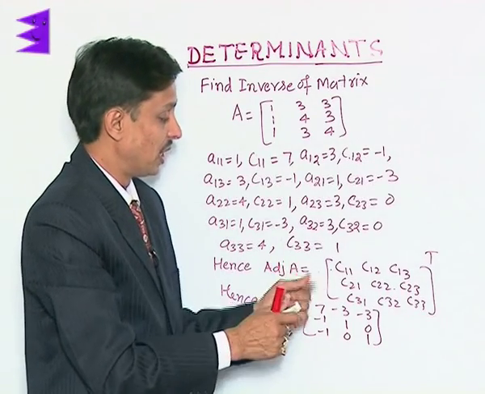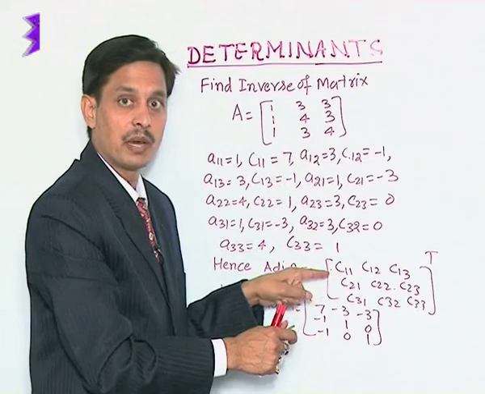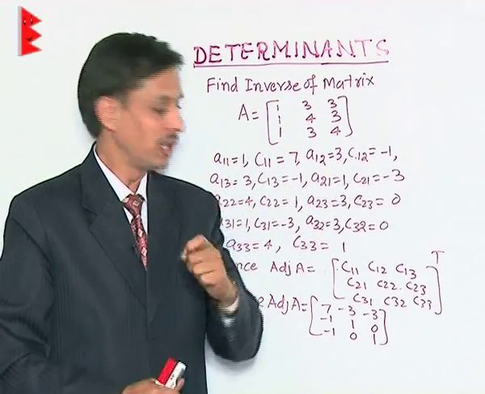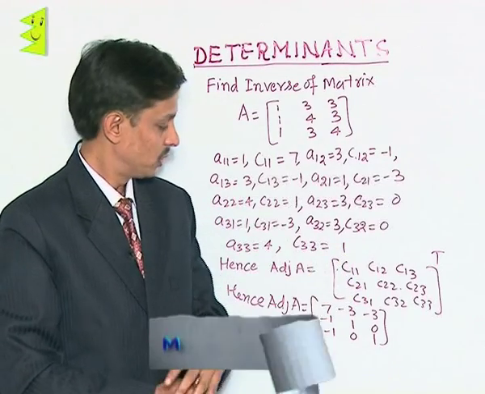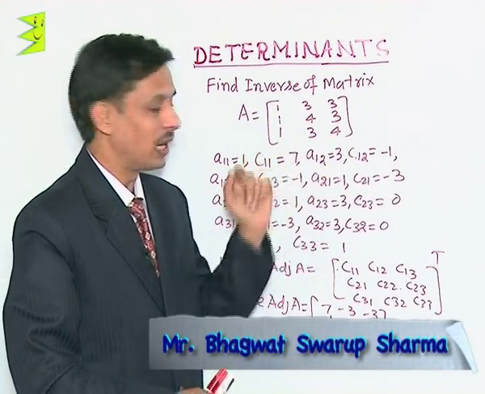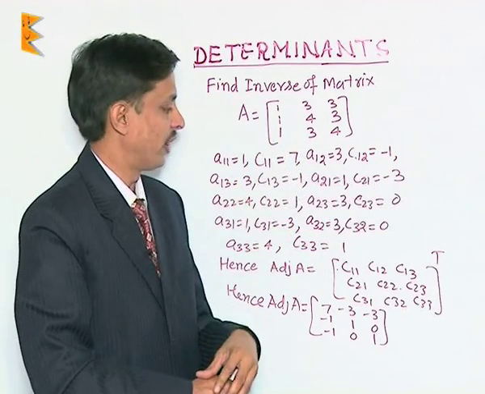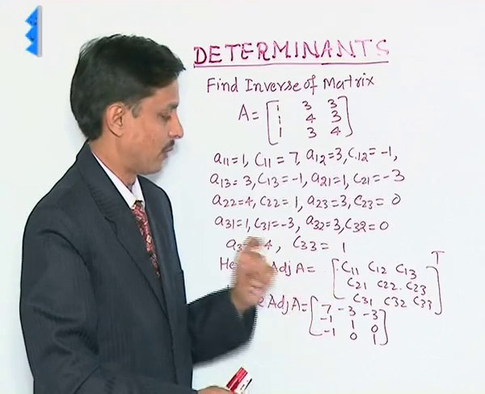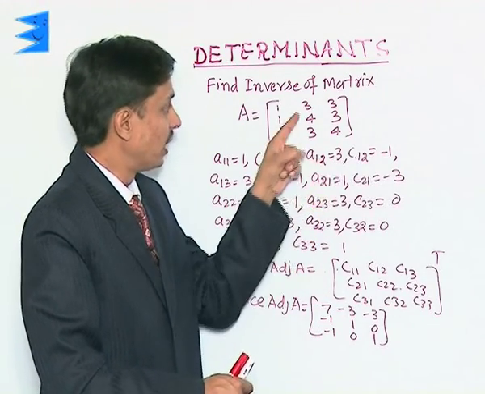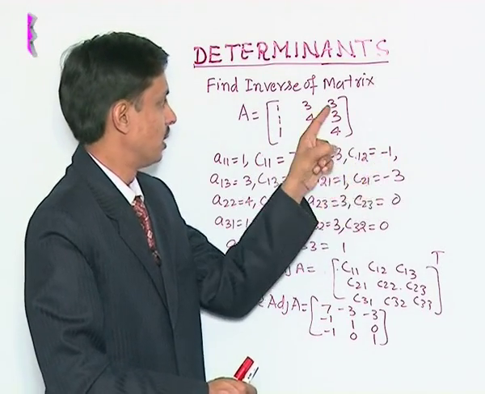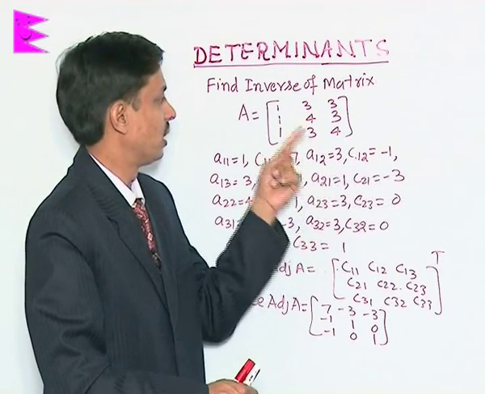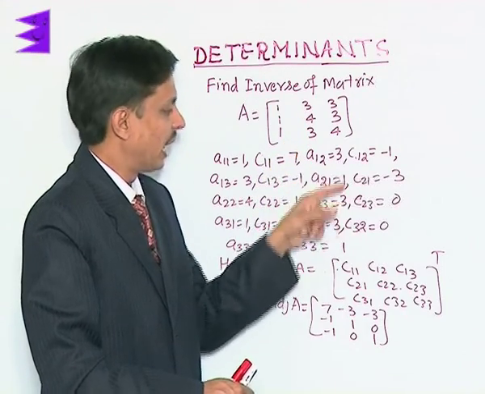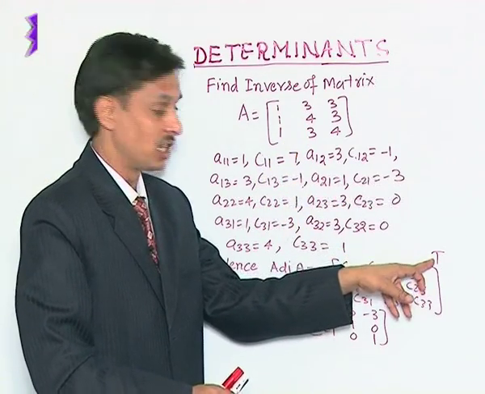Now to obtain the adjoint, simply all the elements will be replaced by their corresponding cofactors. C11 is 1, in place of 1 I need to write its corresponding cofactor, that is 7. Similarly, 3 will be replaced by minus 1. This 3 will be replaced by minus 1. This 1 will be replaced by minus 3. This 4 will be replaced by 1, and so on, and I need to do the transpose also.